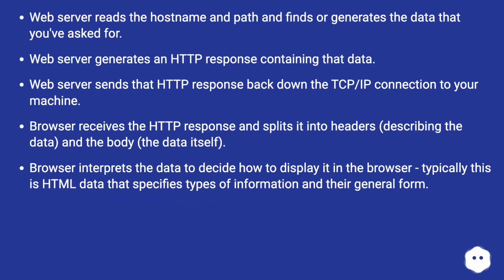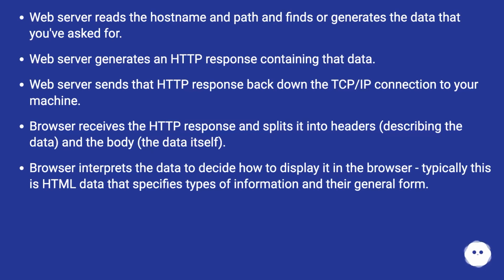Web server generates an HTTP response containing that data. Web server sends that HTTP response back down the TCP/IP connection to your machine. Browser receives the HTTP response and splits it into headers, describing the data, and the body, the data itself. Browser interprets the data to decide how to display it in the browser.